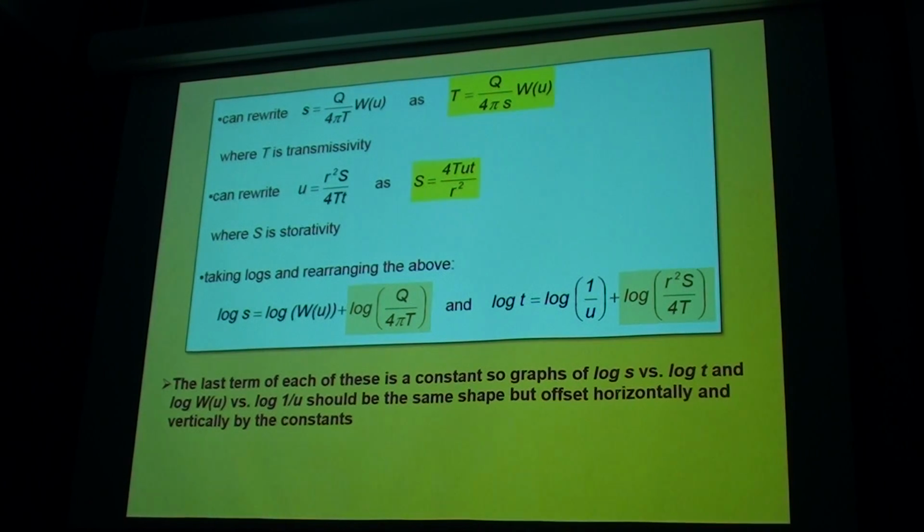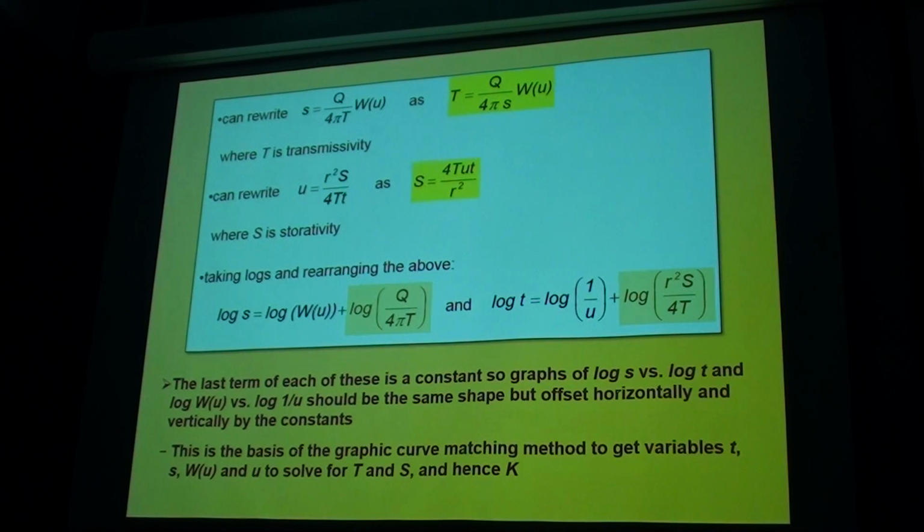And that's the basis behind what's called the curve matching method to work out T and K for a confined aquifer. This is what your computer will be doing in the background, which you'll be able to see as you try to get your calculations correct using programs such as AquiferTest or whatever. And if you can get a value for T, a value for S, a value for W(u), and a value for u, then you can plug those into here. There's this one and this one, and you can get those.